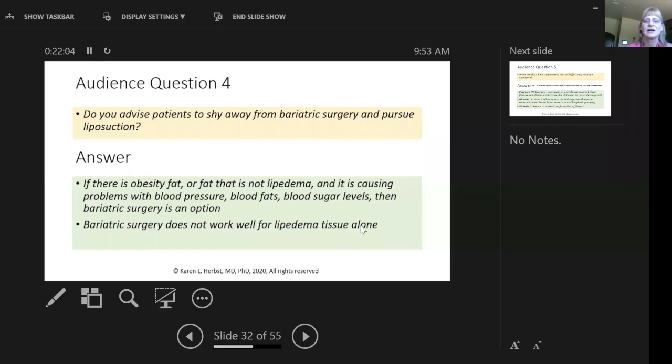So I think it's very specific to the person, and you need to be evaluated for metabolic syndrome to help determine whether you would benefit from bariatric surgery or a liposuction.